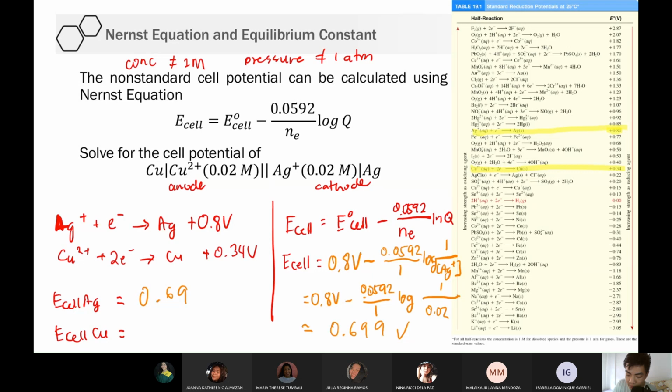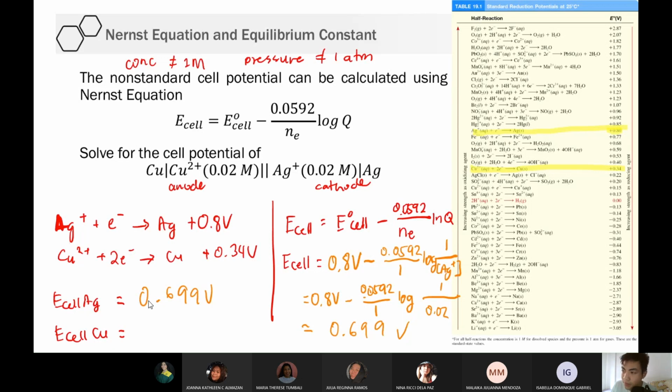So, yan, nakikita nyo, the deviation from standard and the non-standard. No? So, pag standard, 0.8 yung volts niya, pero kapag non-standard ngayon, 0.699 volts na. Bumaba, no? Because bumaba yung concentration. Ito yung ginagamit sa pH meter. No? Pag bumaba yung voltage na nasa paligid niya, mababa yung pH or mababa yung concentration ng H. Okay, so they use the Nernst equation to measure the concentration of ions.